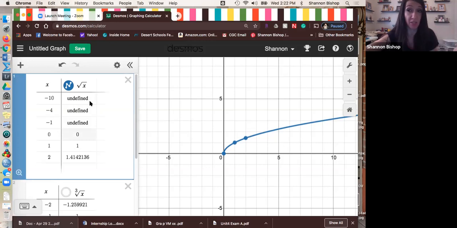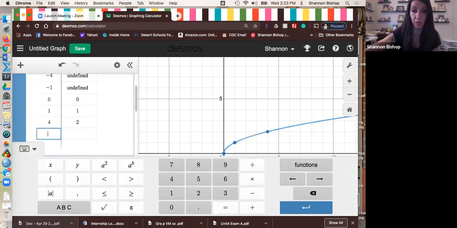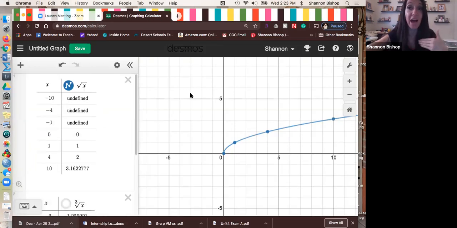Is it valid at -10? No, then that's not in your domain. Is it valid at -4? No. Is it valid at -1? No. Is it valid at 0? Yes. What about after that? Is it valid at 1, 2, 4, 10? So it seems to be valid only for points 0 and above. Anything below 0, not so much. Those were not valid. But values from 0 and above do seem to work. So your domain goes from 0 and above.